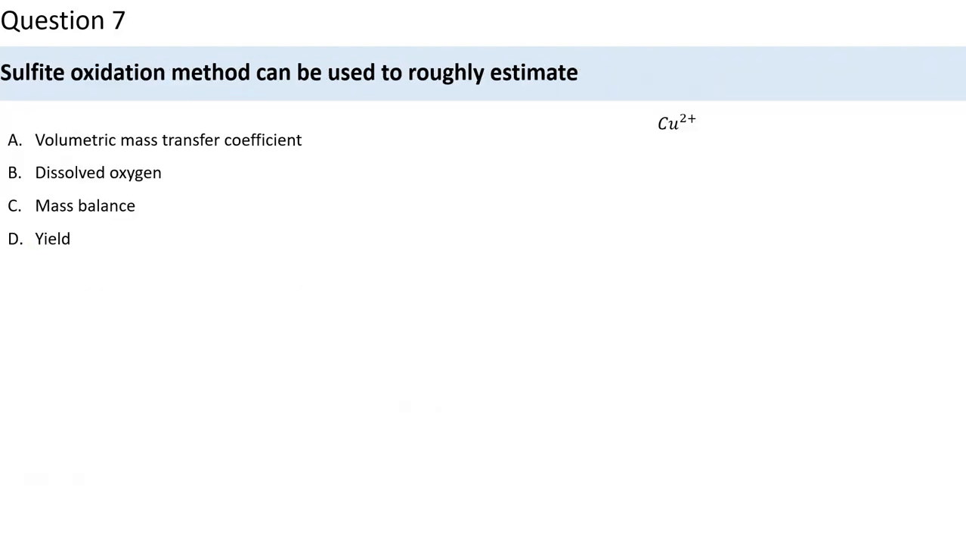Moving on to question 7. The sulfite oxidation method can be used to roughly estimate the volumetric mass transfer coefficient, which is called KLA. If you have gone through the B3 video, you will understand that there are two ways to estimate KLA. One is the sulfite oxidation method, and the second is the dynamic method.